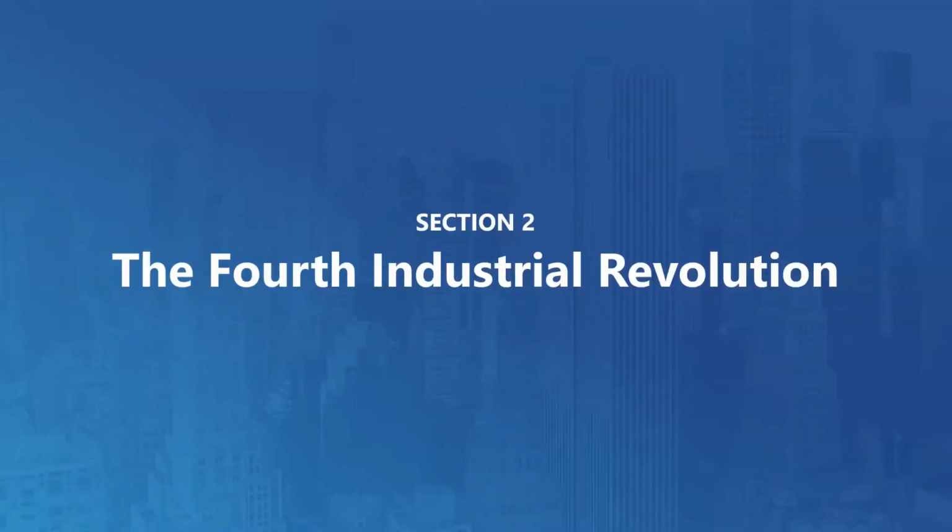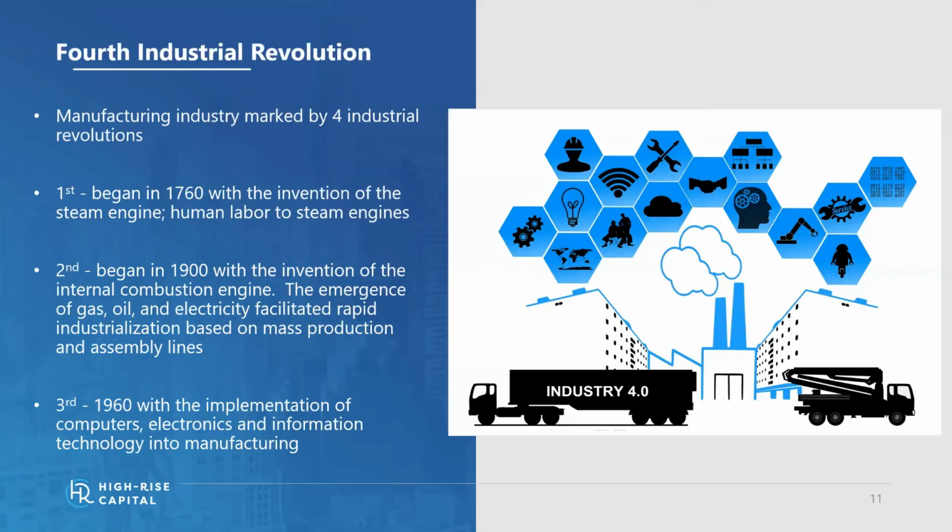One of the major things going on in the industrial real estate space is the fourth industrial revolution. In the manufacturing world, there have been 4 major industrial revolutions. The first one began in 1960 with the invention of the steam engine. The second industrial revolution started around 1900 with the invention of the internal combustion engine. The third industrial revolution started in the early 1960s with the implementation of computers, electronics, and IT, and integrating all that into manufacturing processes.